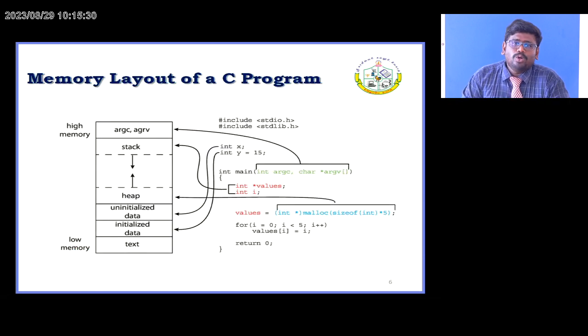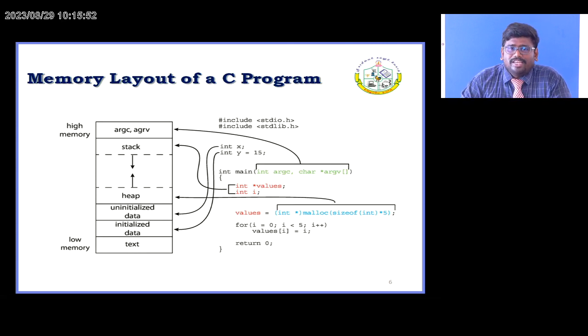Let's take a look at this C program. Here, usually #include <stdio.h>. This is like a normal library. Then after this, we are defining variables like int x and int y equal to 5 and 15. Like that we are representing some variables. These global variables are usually stored in the data section.